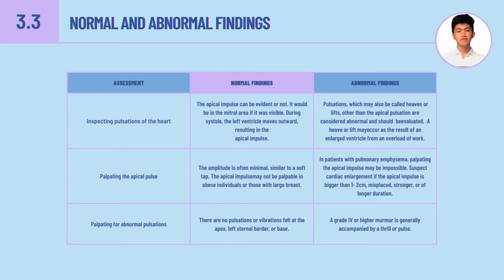In palpating the apical pulse, the normal finding is that the amplitude is often minimal, similar to a soft tap. The apical impulse may not be palpable in obese individuals or those with large breasts. In palpating for abnormal pulsations, the normal finding is that there are no pulsations or vibrations felt at the apex, left sternal border, or base. The abnormal finding is that a grade 4 or higher murmur is generally accompanied by a thrill or pulse.